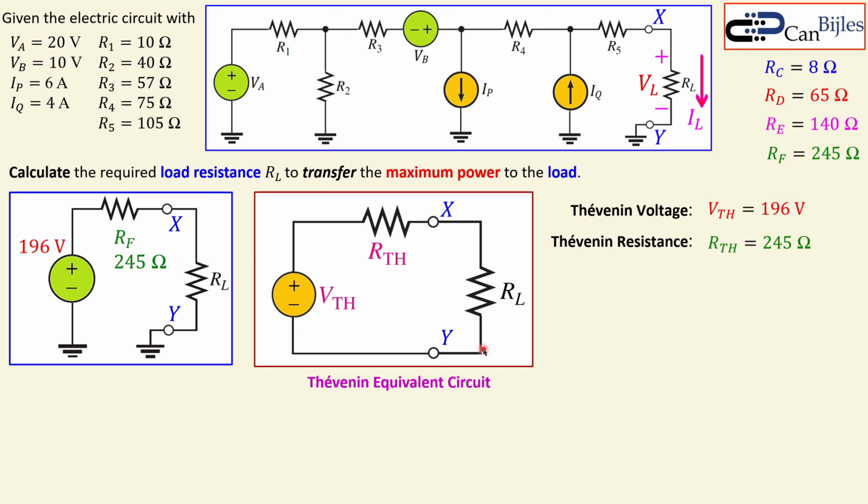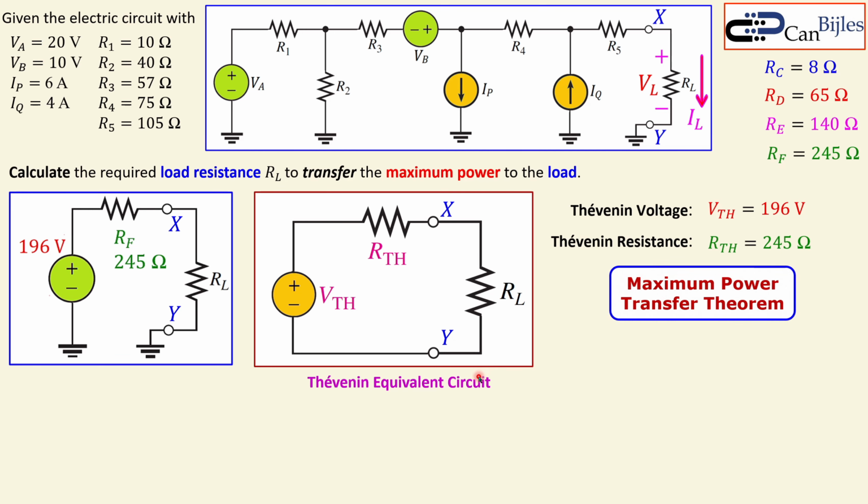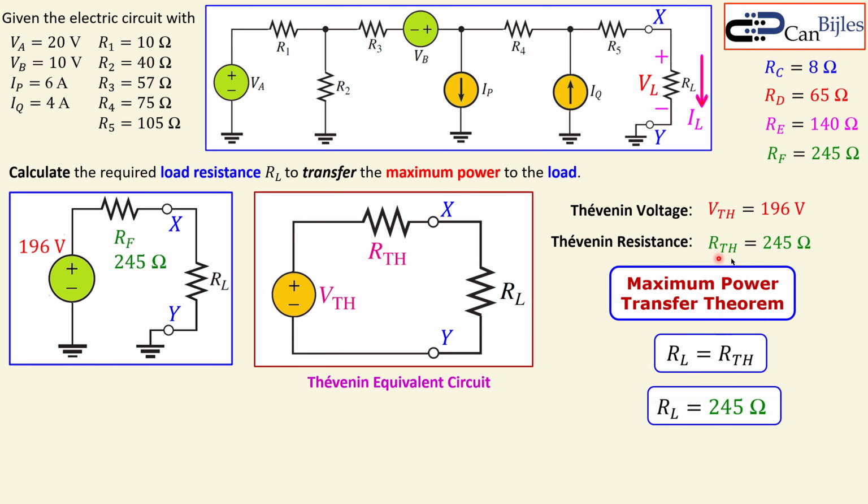So RL now must be calculated by using the maximum power transfer theorem. It says the RL must be equal to R Thevenin in order to get the maximum power transferred from the source to the load between the node X and Y. So it means quite easily R Thevenin is RL. That means RL is equal to 245 ohms. And that is really the answer for this question.